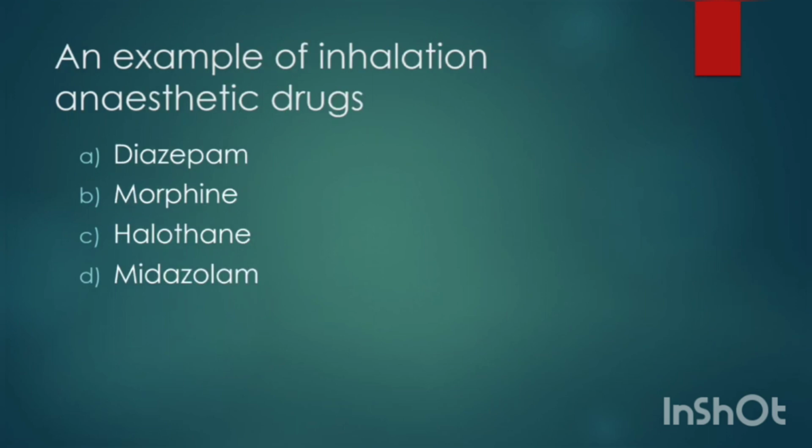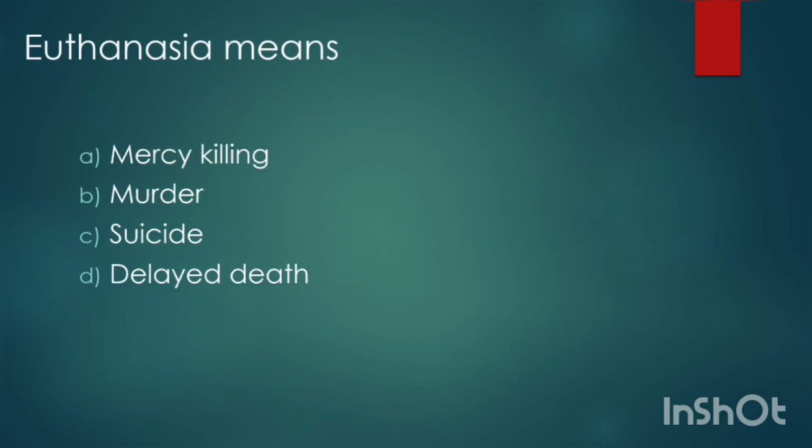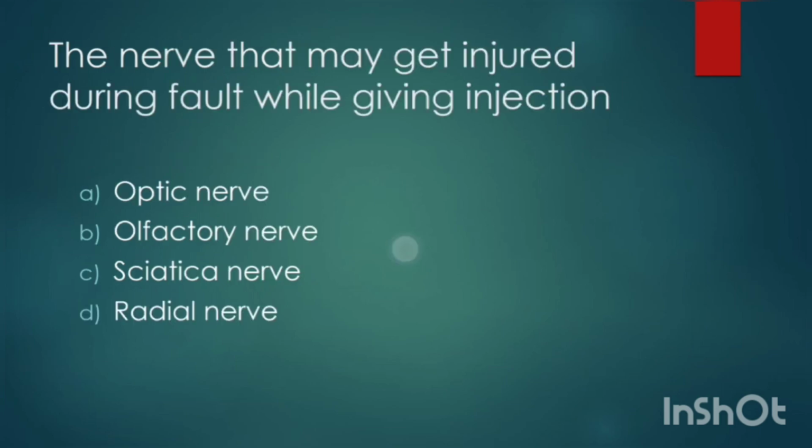An example of inhalation anesthesia drug is halothane. The answer is halothane. Halothane was used for the induction and maintenance of general anesthesia some time back. Euthanasia means mercy killing. The answer is mercy killing. It is an act of painlessly putting to death a person who is already suffering from a very incurable and very painful disease. So the answer is mercy killing.